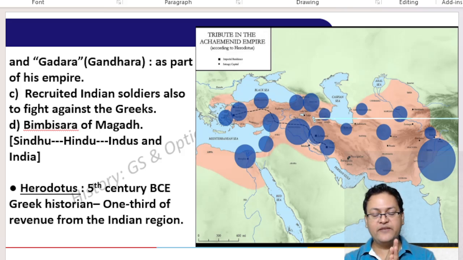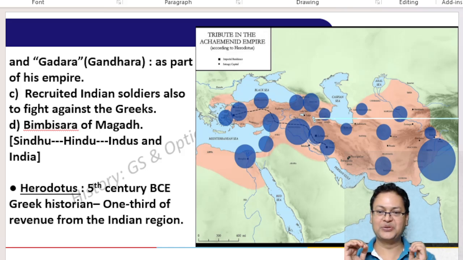And UPSC is very fond of asking questions like, who was the contemporary ruler of Magadha when Darius invaded India? So please remember, the ruler is Bimbisara of Magadha, father of Ajatashatru.